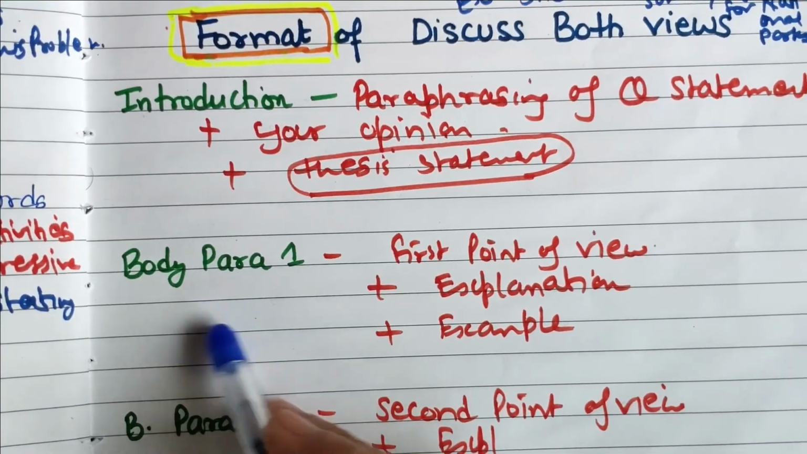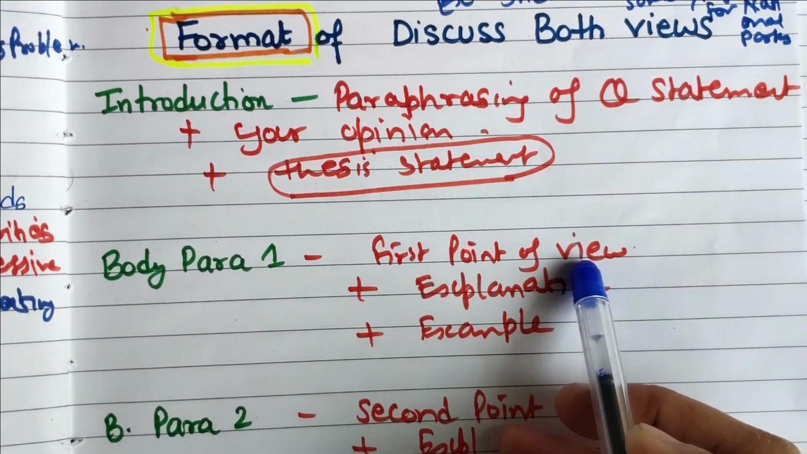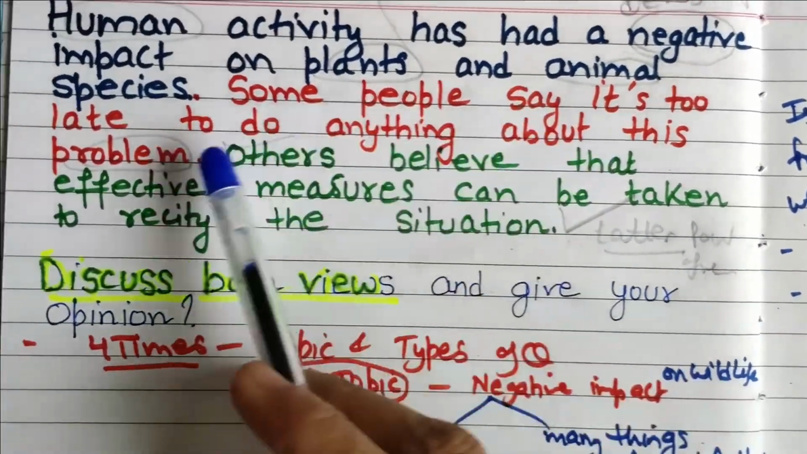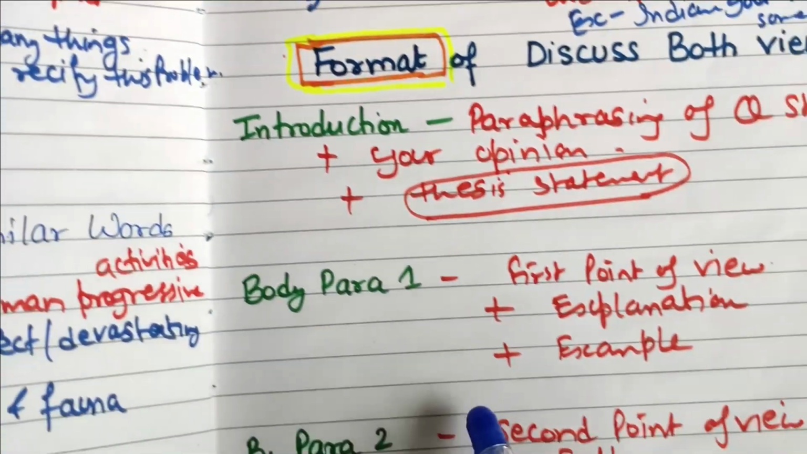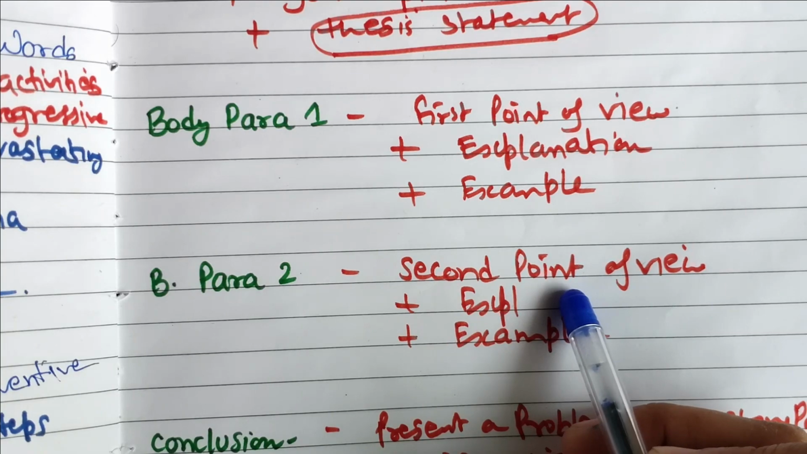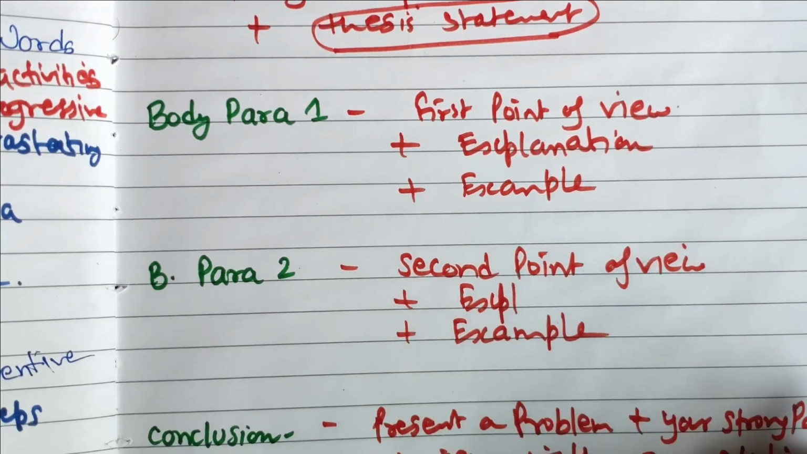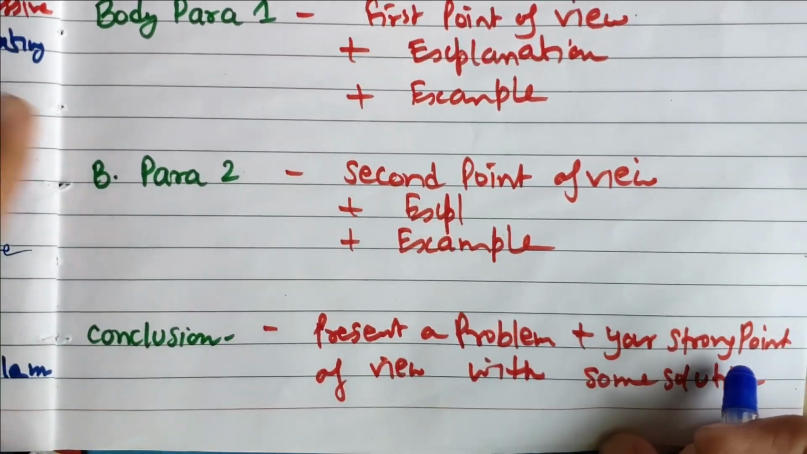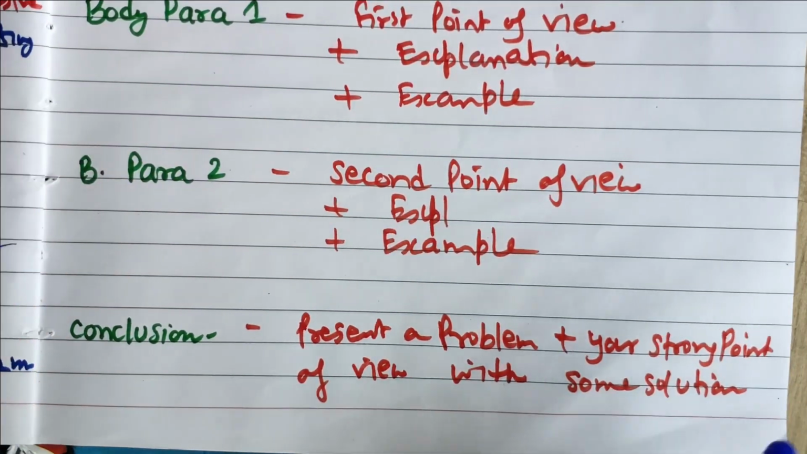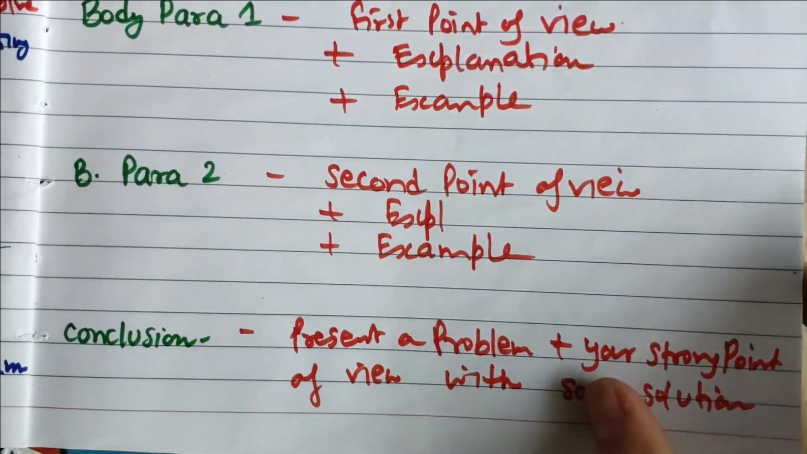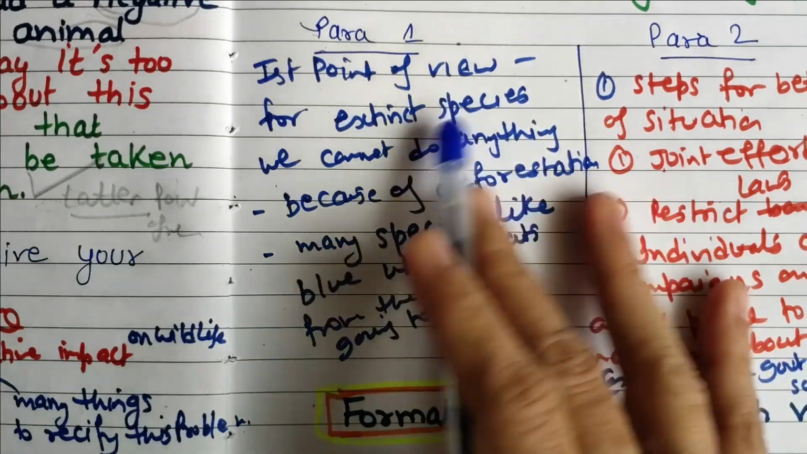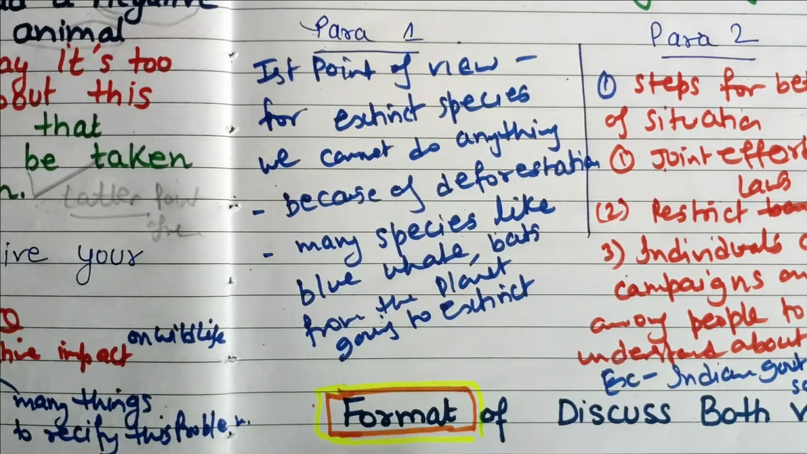Body paragraph 1 will include the first point of view. First point of view means this: some people say it is too late, with explanation and example. In body paragraph 2, the second point of view, explanation and example. And in the conclusion, you are going to present a problem plus your strong point of view with some solution. The main problem will be deforestation, because of which we are going to discuss the whole essay.